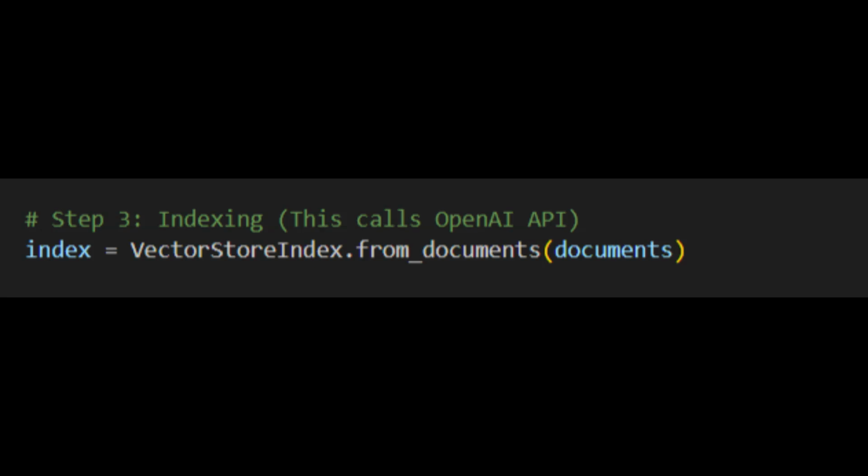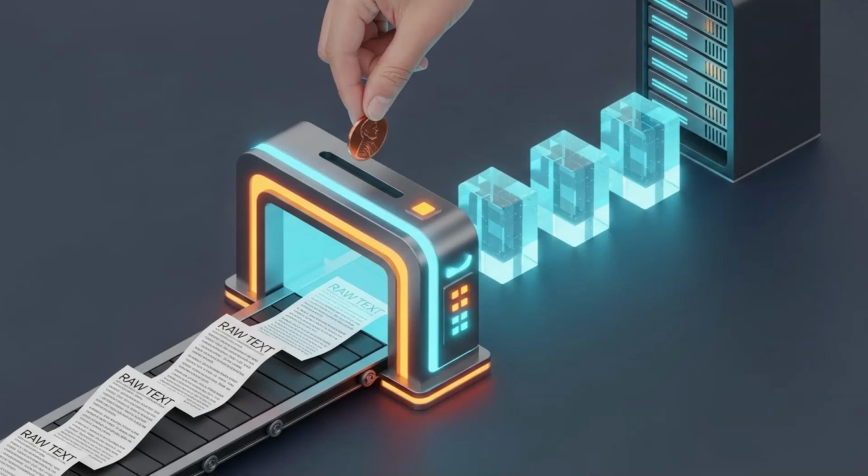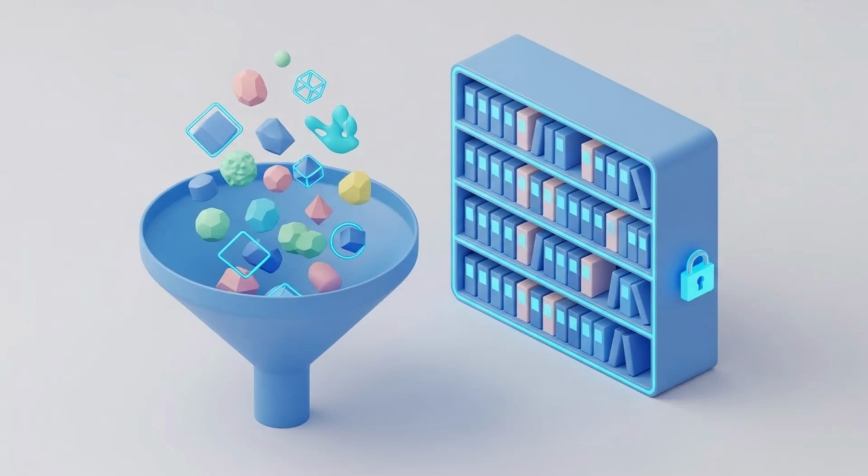Step 3. Indexing. We need to turn that text into numbers or vectors that the AI can search. Crucial concept here. This step costs money because it calls OpenAI's embedding API. But you only do this once. Once it's indexed, it's saved.